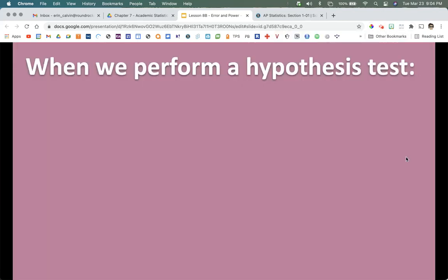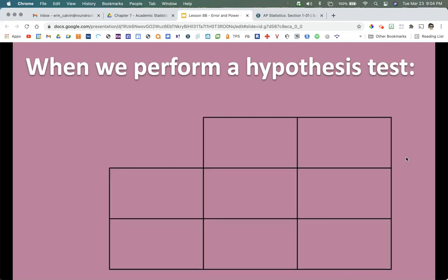So let's look at a table where we talk about some of these errors that we could make. On this side of the table, I'm going to talk about our actual hypothesis. When we run a hypothesis test, our decision comes down to either we reject our null hypothesis or we fail to reject our null hypothesis. And that's, again, based on a probability. We're never 100% certain in anything that we do. So that's the decision we make based on the evidence, based on the test and the sample that we have.